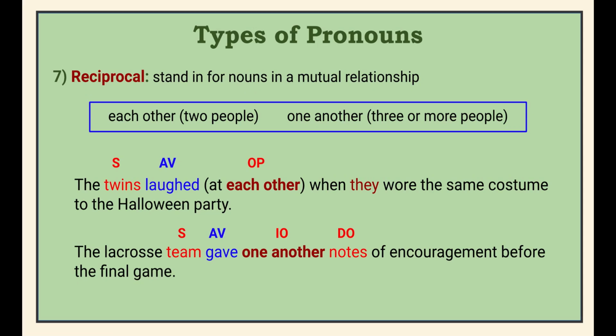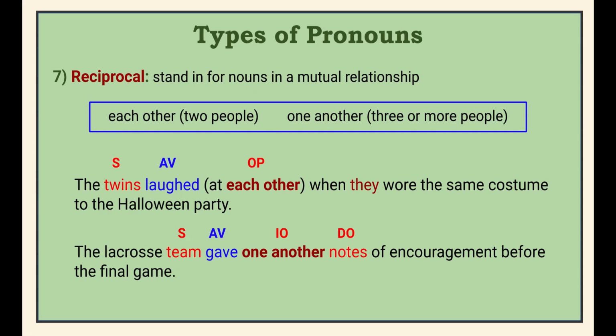Notice that there's an additional pronoun in the sentence. They is a personal pronoun acting as the subject of the second clause, and its antecedent is also twins. One noun can serve as the antecedent for multiple pronouns in a sentence.